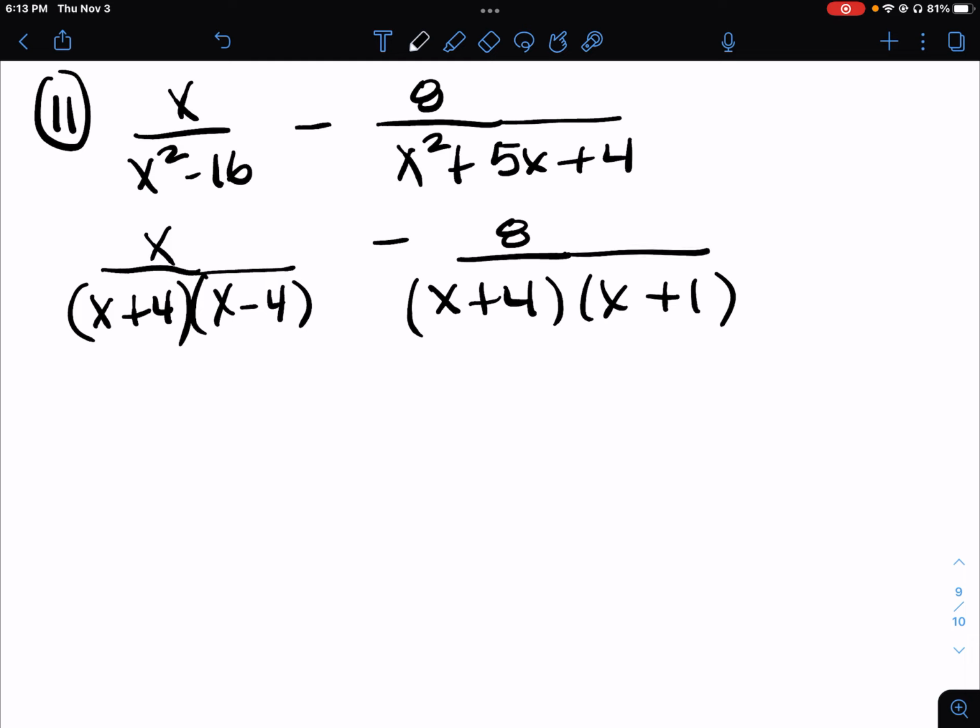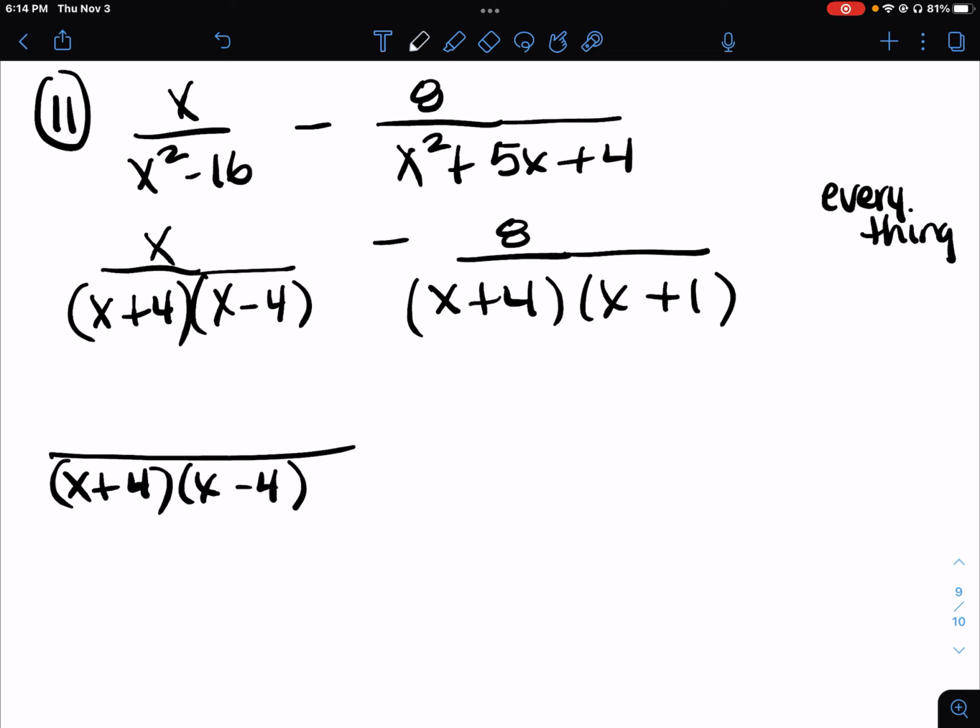Okay, the common denominator has to have everything in it. So all the different things are x plus 4, x minus 4, and this x plus 1. All the different things have to be in there.